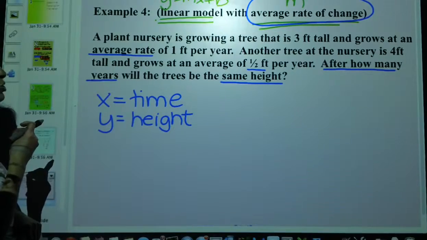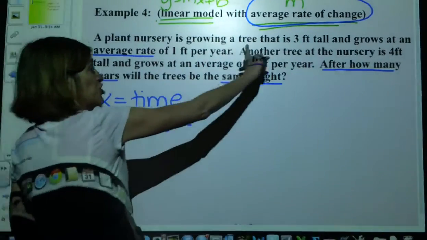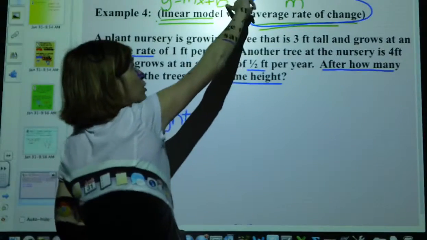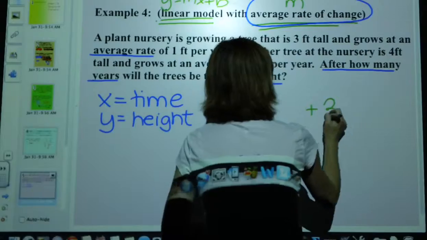A plant nursery is growing a tree. It's 3 feet tall. So that's my starting value. Remember, our starting value is always like your y-intercept. So I know that right now I've got a +3.